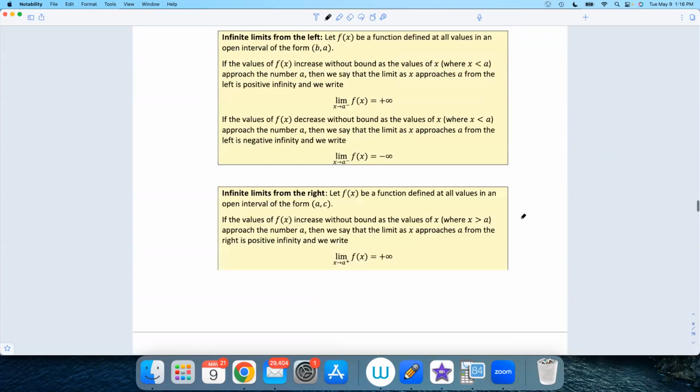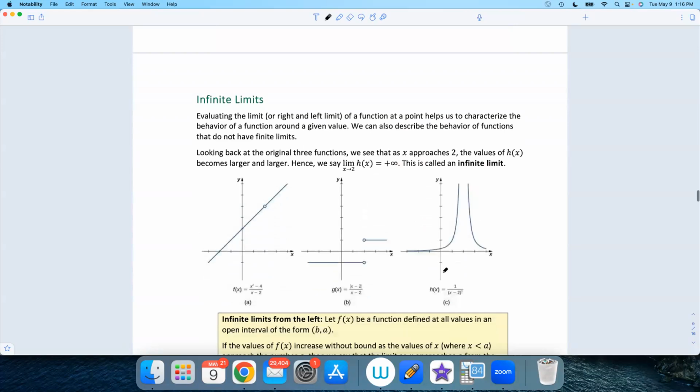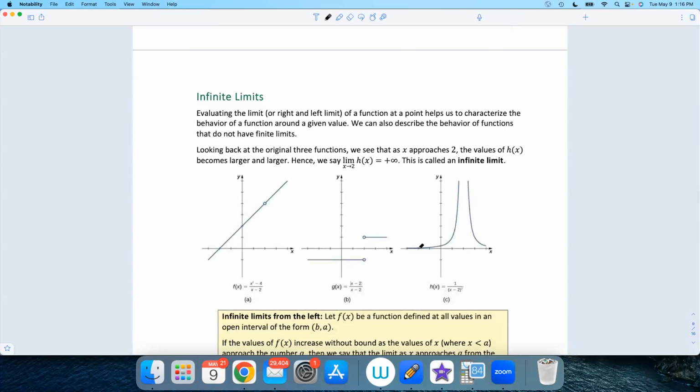Whereas this guy here, as we approach from the left, our graph is going bigger and bigger toward positive infinity. And as we approach from the right, same thing. Here, we could say that the limit equals infinity. Again, it doesn't really equal anything, but we can still write that down. And we could see that in a table as well.